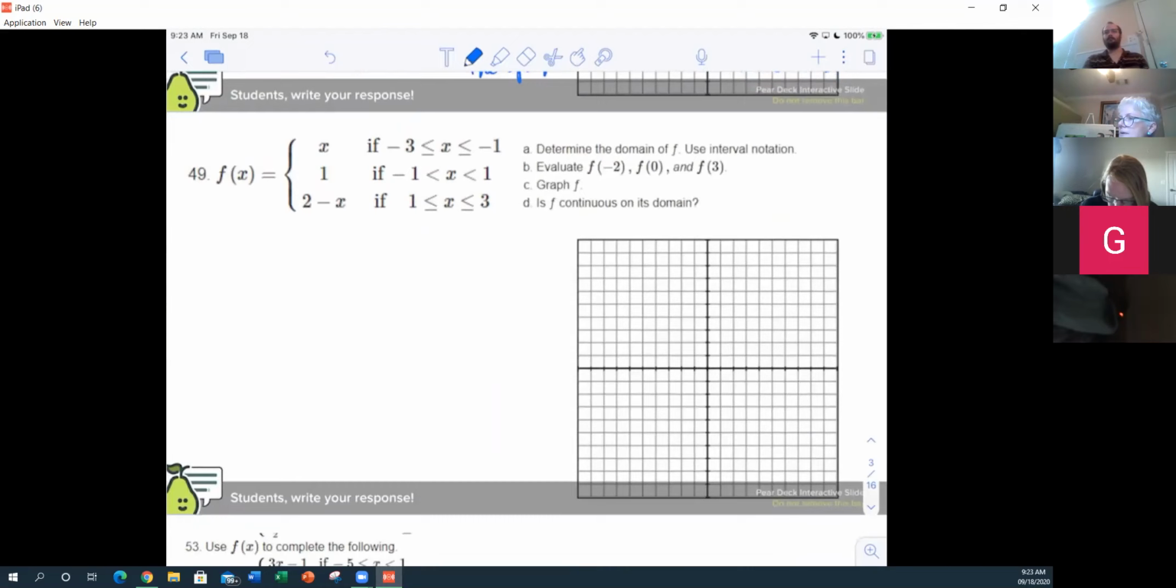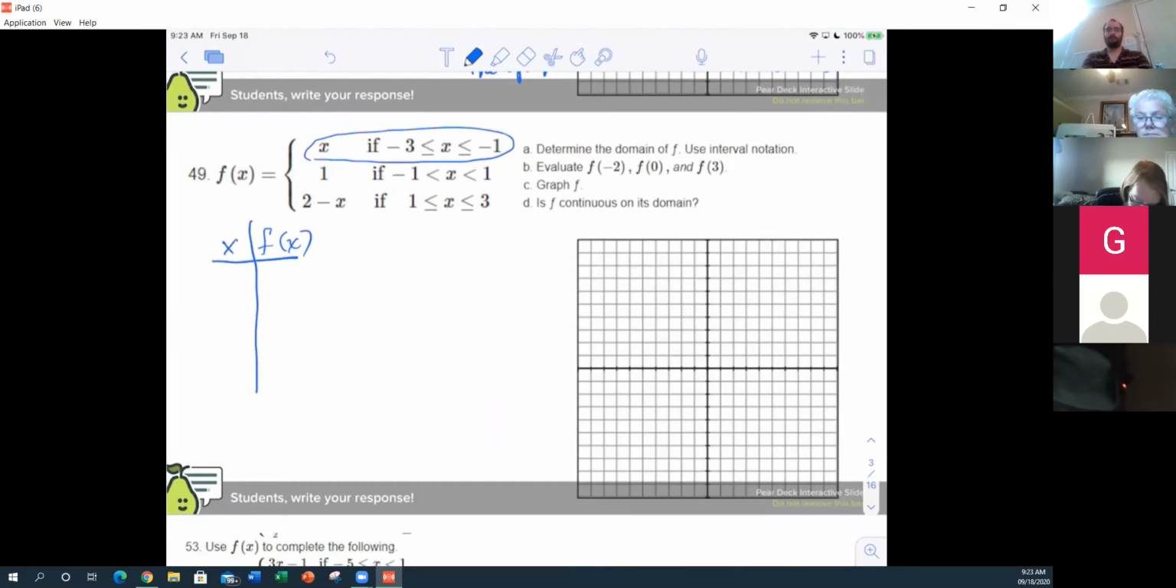So this one's also on here. So let's look at each piece. Timothy, will you help me with this one? What numbers am I going to put in the first piece? -3 and -1. And what kind of dots? Closed. Closed, good. And what's going to be my f of x? What are the y values?